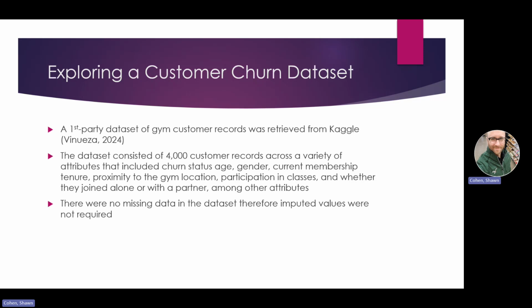So it was the member's age, their gender, the current membership tenure, how long they had been a member at the gym. It also included whether they lived close or far from the gym location, whether they participated in group classes, and whether they had joined as a single member or with a partner. And there were some other attributes in there as well.